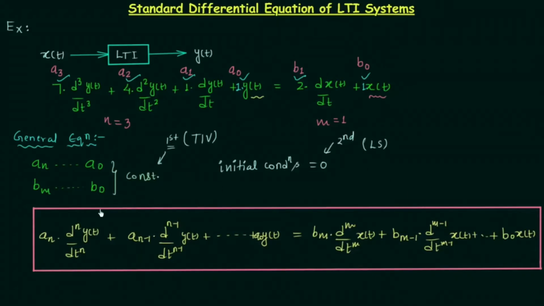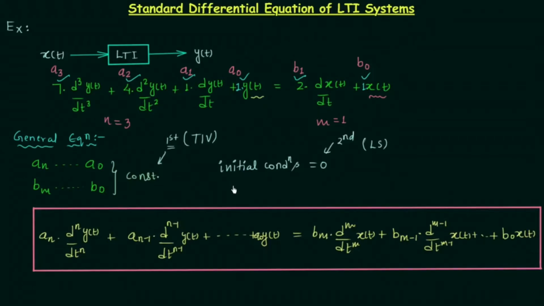And after this we will move to the equation I have written here. The equation should match with this equation I have written here, in which a(n-1) all the way to a0 and b(m-1) all the way to b0 are the coefficients which are constant. So in examination, whenever you have the differential equation of an LTI system given, simply match the equation with the standard equation written here, and also look for the initial conditions.